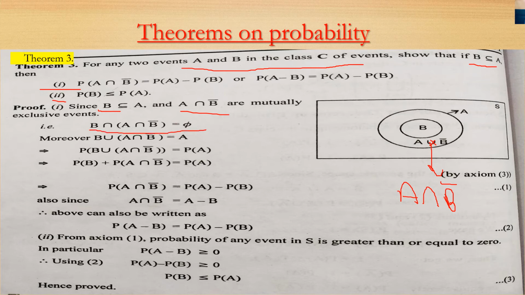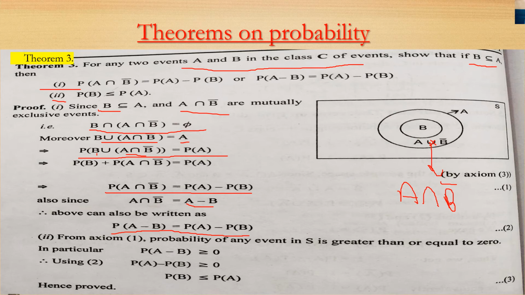Now, the union of these two sets, B and A intersection B bar, will become A. Then applying probability on both sides, since these are mutually exclusive events, we can break them: P(B) plus this part is P(A), by axiom number 3. By reshuffling the statement, we get the value of this term. We also write A intersection B bar as A minus B. So we have proved here that the probability of A minus B is equal to P(A) minus P(B).